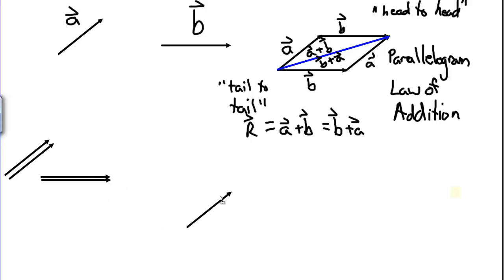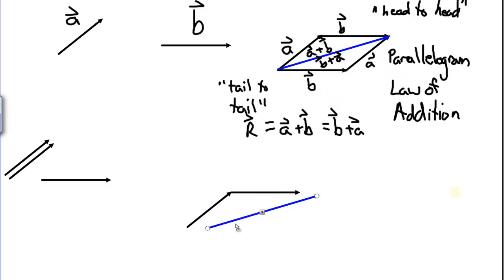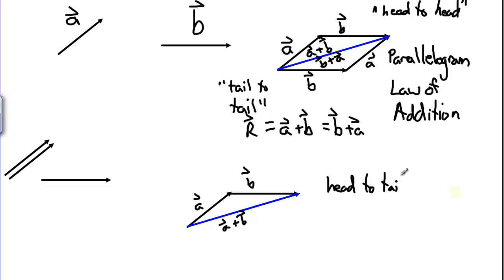So let me take a copy of A. I would then put a copy of B on the end. And I'm just going to clone this one to show you it's exactly the same answer. So we get vector A plus vector B, and this is the result of A plus B. It's the same thing. Now this is in a head to tail manner. I'm just going to shrink that down.